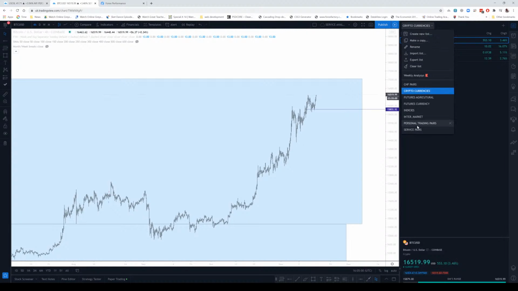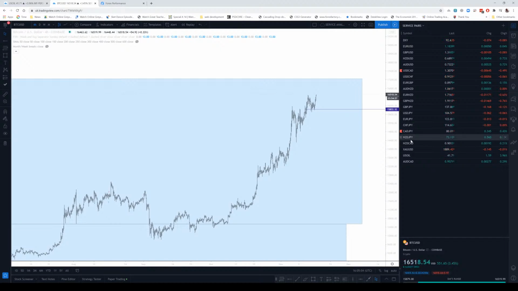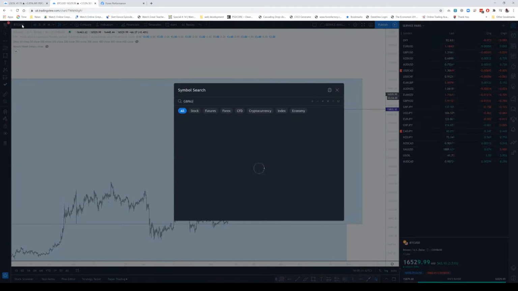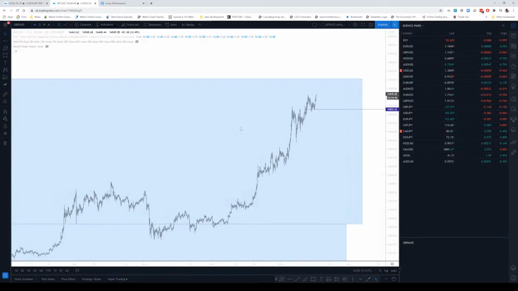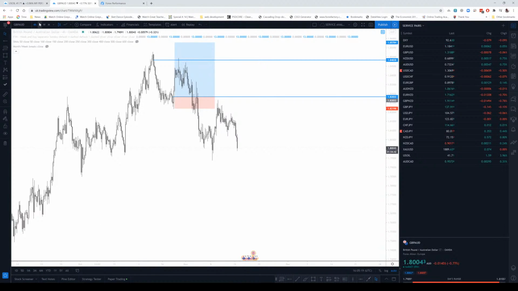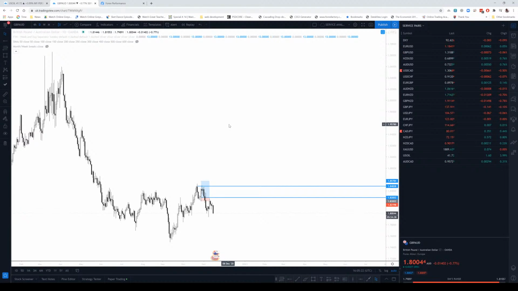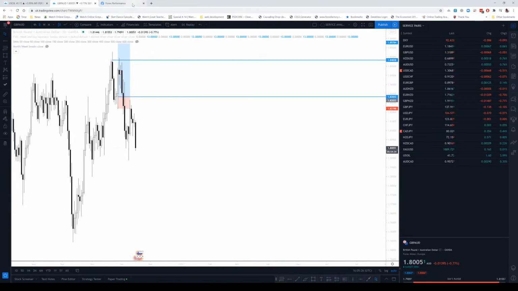GBP AUD, you want to be selling short at the moment. You want to look at this. Okay, I don't require you to look at it, but by just looking at these, you should know by default what they should be doing. Okay, you don't need to. By default, you should see what they should be doing by comparing these.